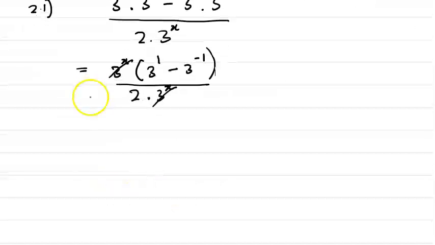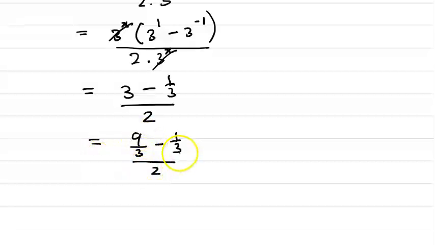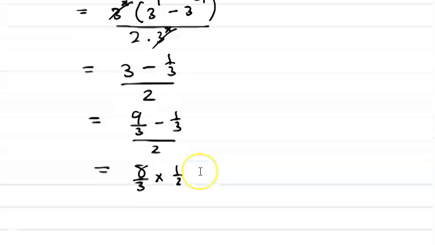So I'm now left with 3 to the 1 minus 3 to the minus 1 all over 2, which will leave me with 3 to the 1, which is 3, minus 1 over 3 all over 2. Remember, 3 to the minus 1 is 1 over 3. So therefore, I have 3, which can be written as 9 over 3, minus 1 over 3, divided by 2. 9 over 3 minus 1 over 3 is 8 over 3. So I've got 8 over 3 divided by 2 over 1. Now I can write it as times 1 over 2. What I did there was change my division to multiplication and invert the bottom number, which is 2 over 1 becomes 1 over 2.